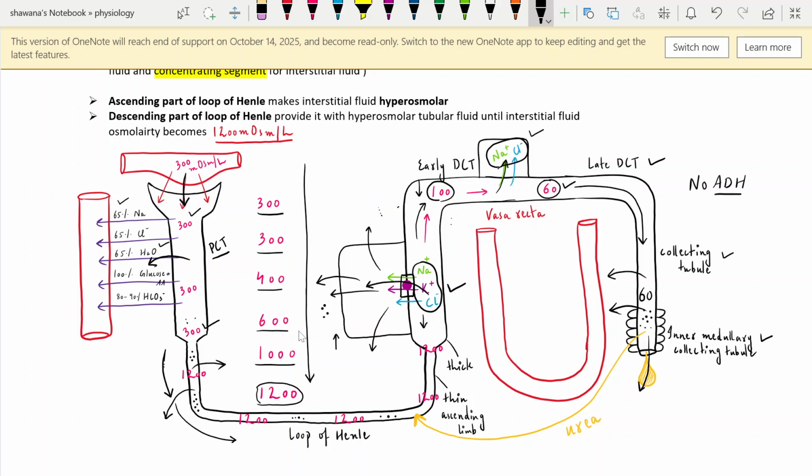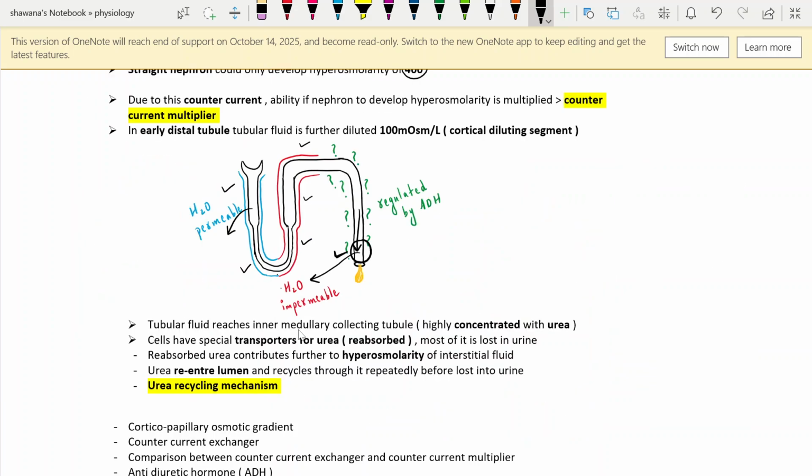So as you know, this part of the nephron, from the PCT and the descending limb, is water permeable. It means that water can be reabsorbed from here. And this part, from the thick ascending part and the thin ascending part and the early distal tubule, under all physiological circumstances is impermeable to water.